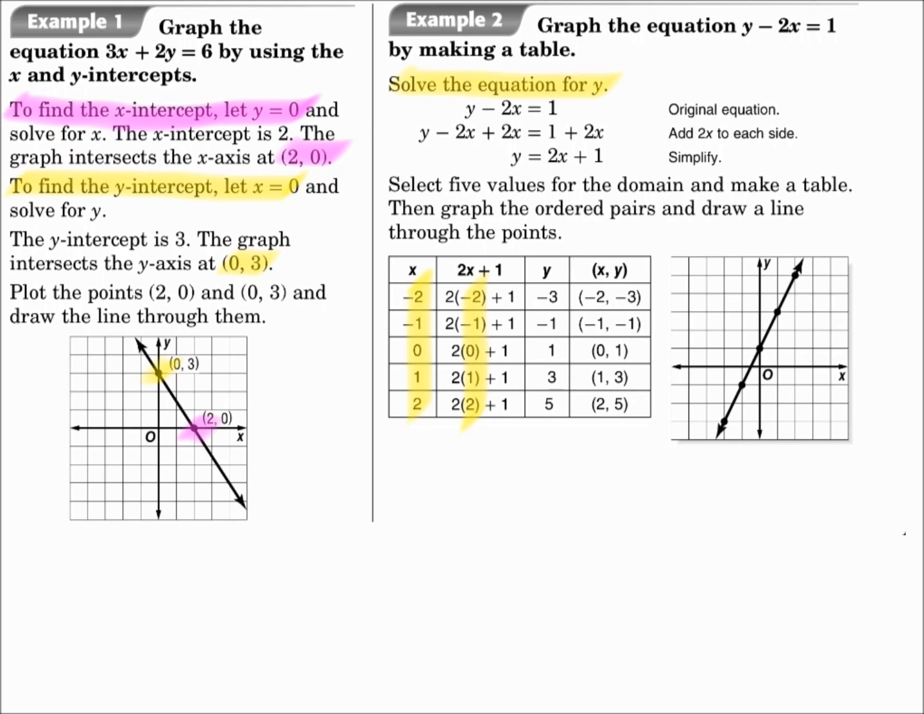Work each of those out, and you get a set of y values. That gives you an x and a y, giving us 5 points. Plot each of those points and connect the dots, and now you have your line.